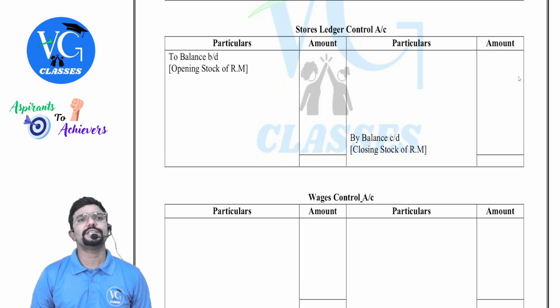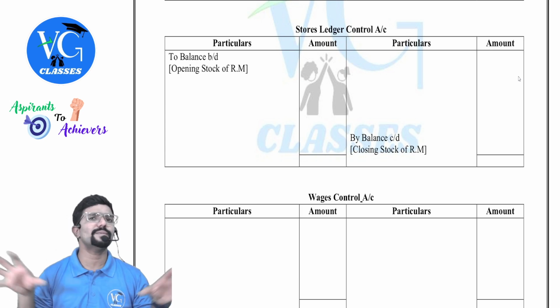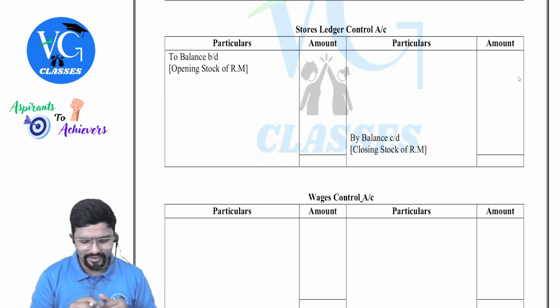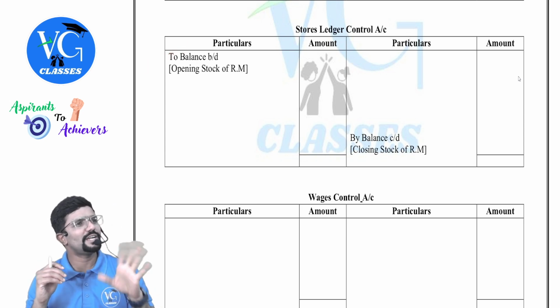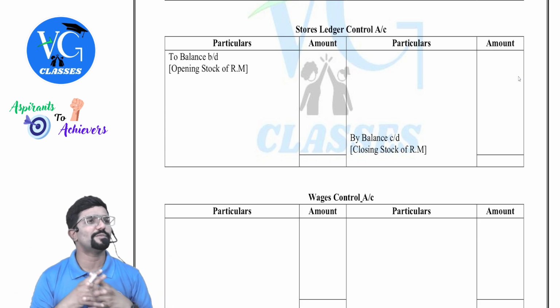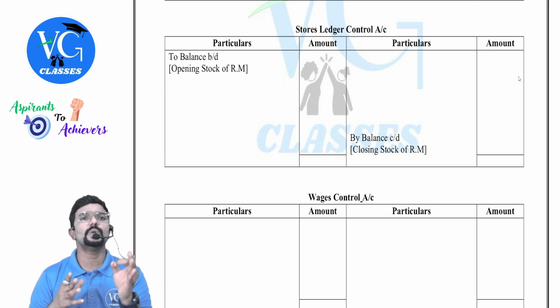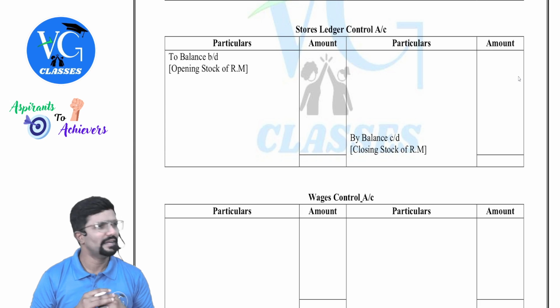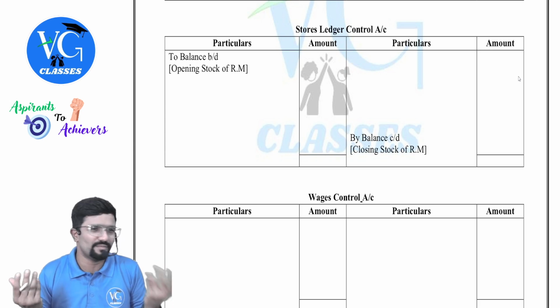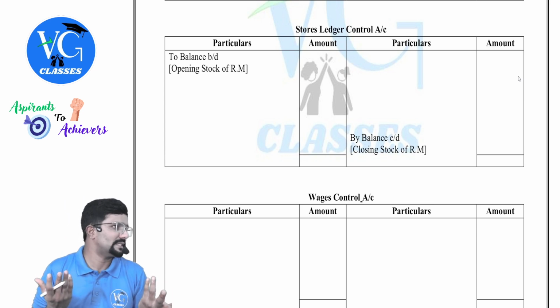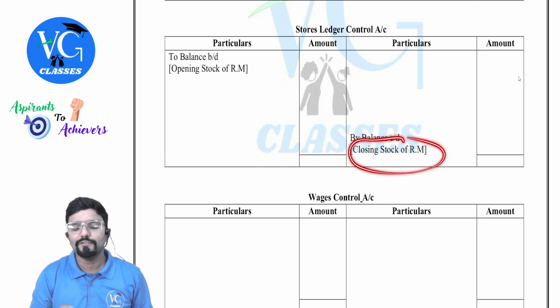First, let me discuss stores ledger control account. Stores ledger control account is nothing but raw material account. Raw material opening balance will be there. Is it an asset or liability? Asset. Asset will have a debit balance. So you will start with what? To balance brought down, which is the opening stock of raw material. It will end with what? Closing stock of raw material, if at all it is there. Sometimes it may not be there, but in the majority of cases it will be. Sometimes they may not give it in the question at all, so ignore it. It will end with closing stock of raw material.